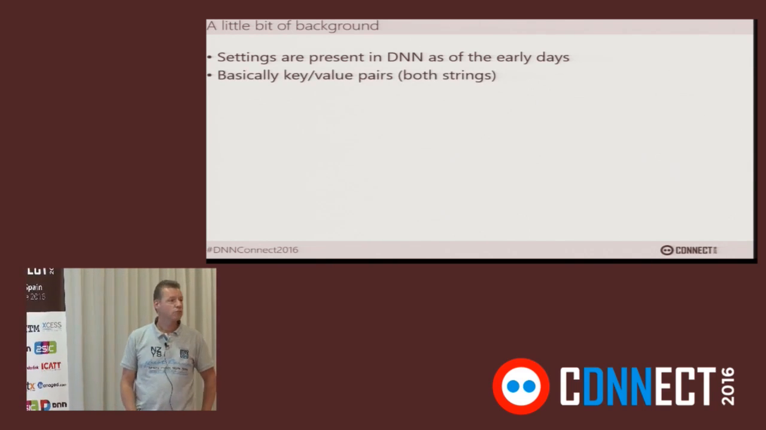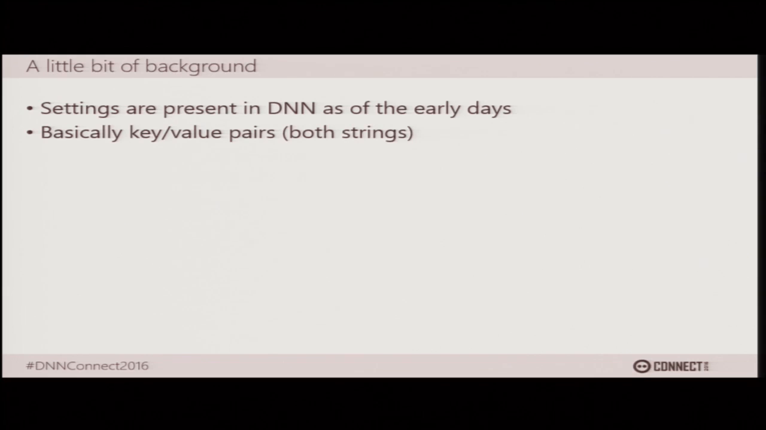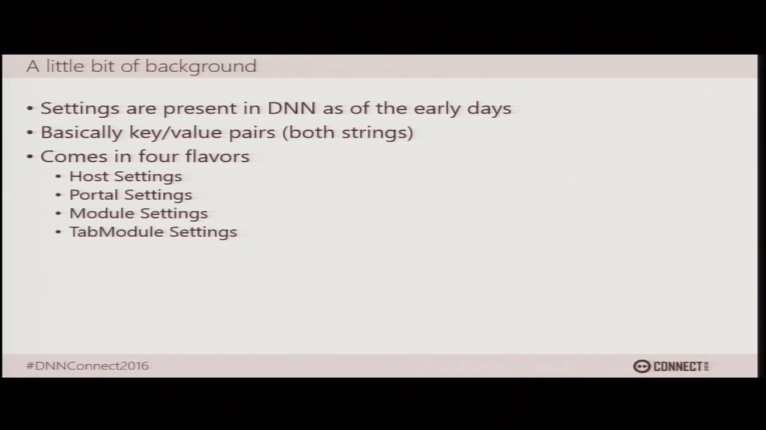Settings are basically, as you know, key value pairs, both strings, and if you look at the DNN database, you will find that there are a lot of tables with these key value pairs, like the module settings, tab module settings, portal settings, host settings, etc. And they come indeed in 4 flavors. I already mentioned them. They're listed in the order of scope. So host is about your instance, portal is about a single website, module is about the single module, and the tab module is for a tab module itself.